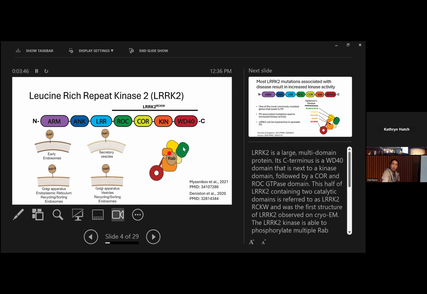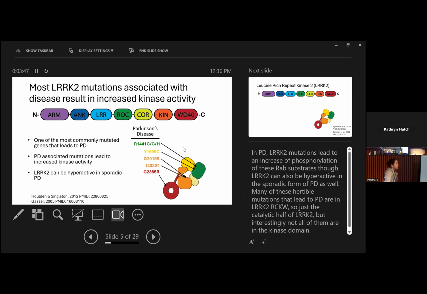endosomes. And most of the mutations in LRRK2 that lead to Parkinson's disease are in this catalytic half of LRRK2, which makes sense if you think about it. It's the kinase that's becoming hyperactive. So it's the catalytic part of LRRK2 that is mutated to cause that hyperactivity.